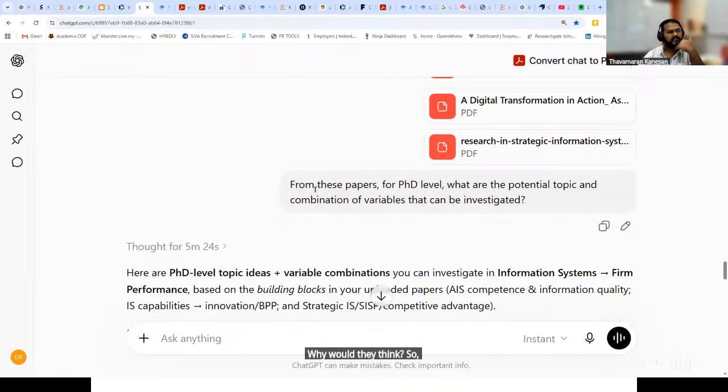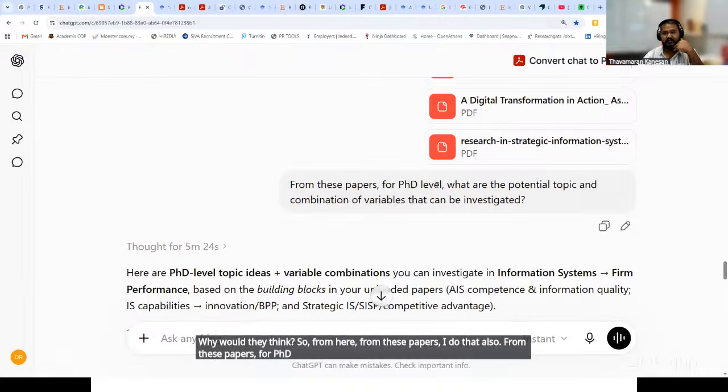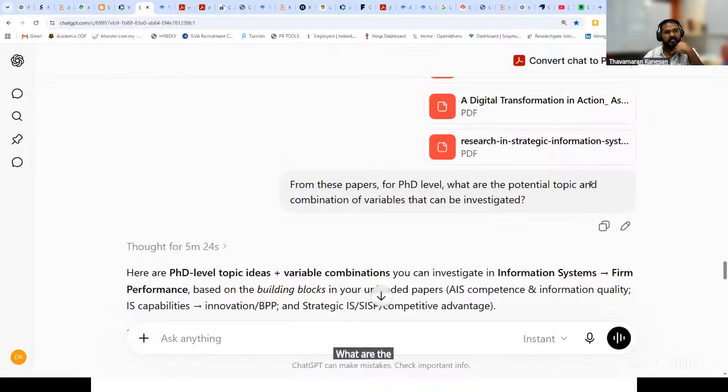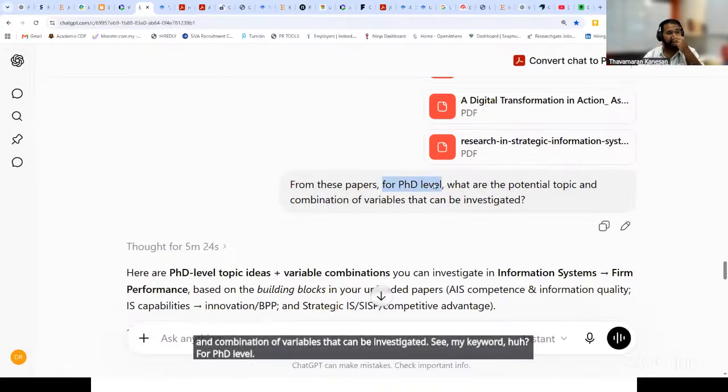So from these papers, I do that also. From these papers for PhD level, what are the potential topics and combinations of variables that can be investigated? See my keyword for PhD level, right?